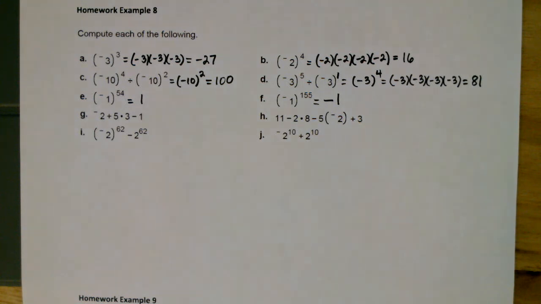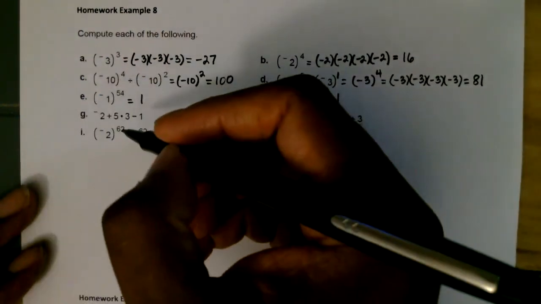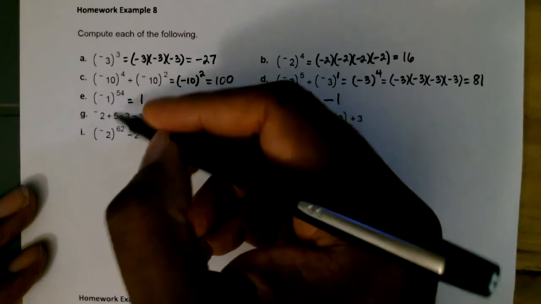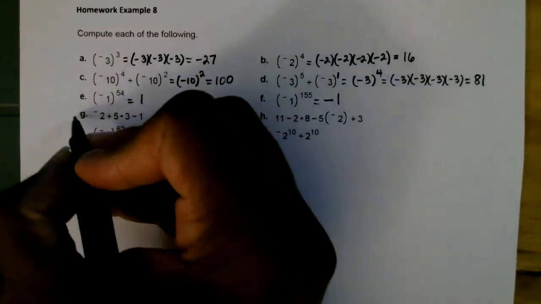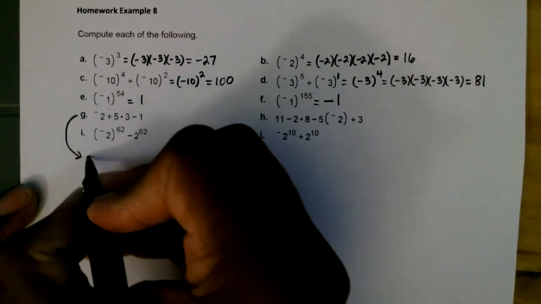All right, now part G, we got this. Negative 2 times negative 2 plus 5 times 3 minus 1. I'm going to do this down here.